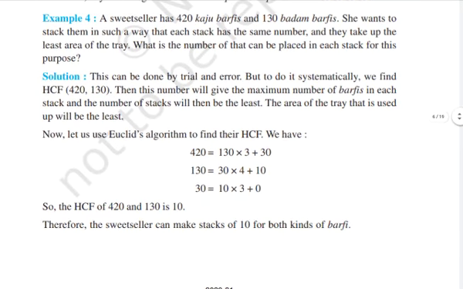A sweet seller has 420 kaju barfis and 130 badam barfis. She wants to stack them in such a way that each stack has the same number and they take up the least area of the tray. What is the number that can be placed in each stack for this purpose?